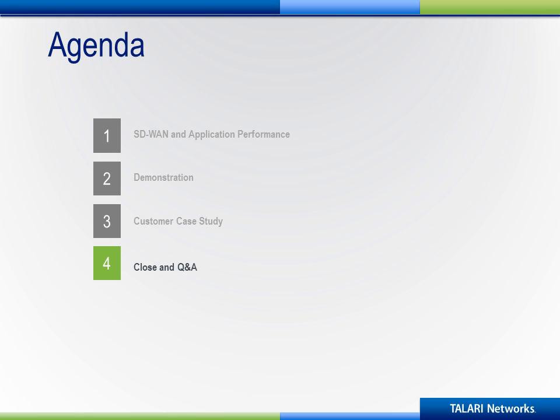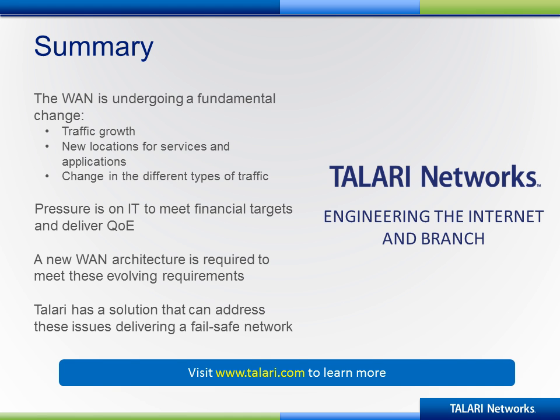So right now, we'll go through a quick summary here. As we discussed earlier, there's a lot of change taking place within the WAN. There's a lot of pressure on IT to address the financial and quality of experience requirements and constraints that they're being expected to support. We think a new WAN architecture is required, and we think Tulare has a really good solution to help you achieve and meet these challenges. So we give you a link there to visit to find out more information. It's pretty straightforward, tulare.com.